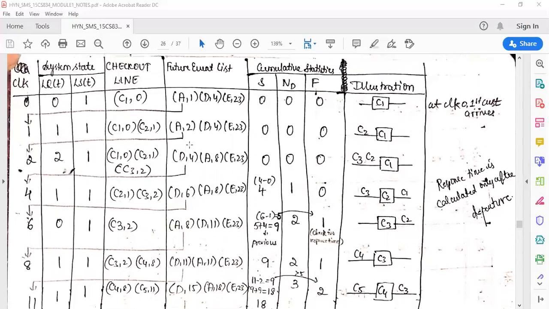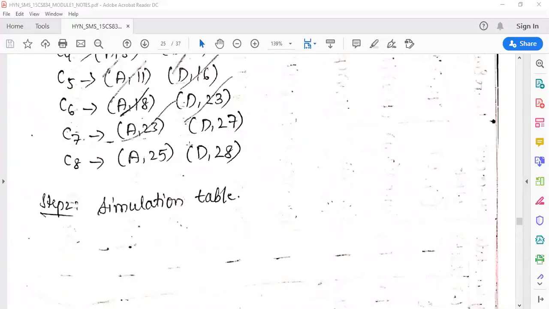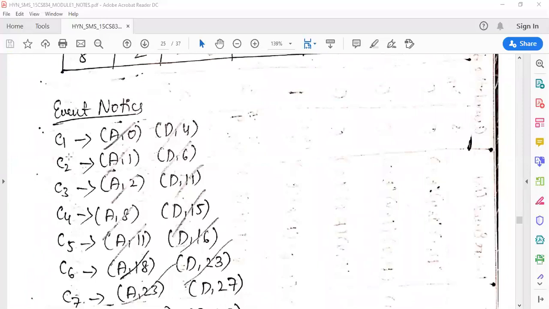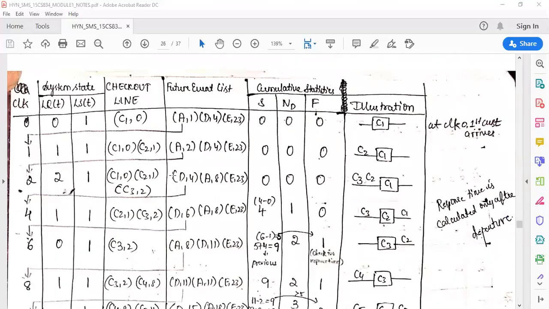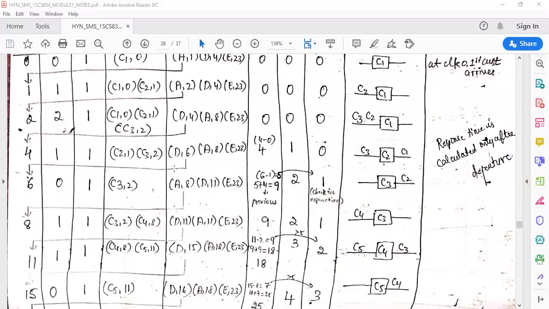It is a departure event, right? So whenever you have a departure event, you have to schedule the next departure as per the event scheduling algorithm. D comma 4 was over, so strike it out. Now you have to do D comma 6, so you will write D comma 6. So you will get D comma 6, A comma 8, E comma 23.